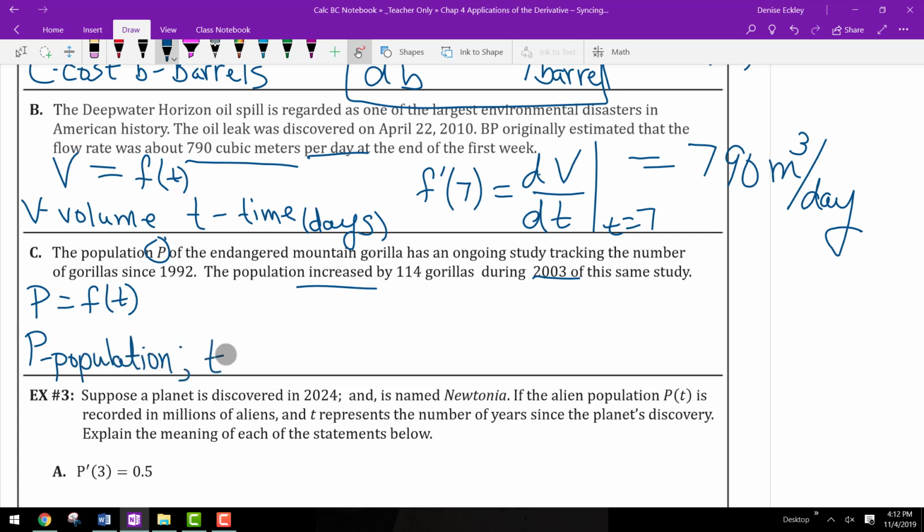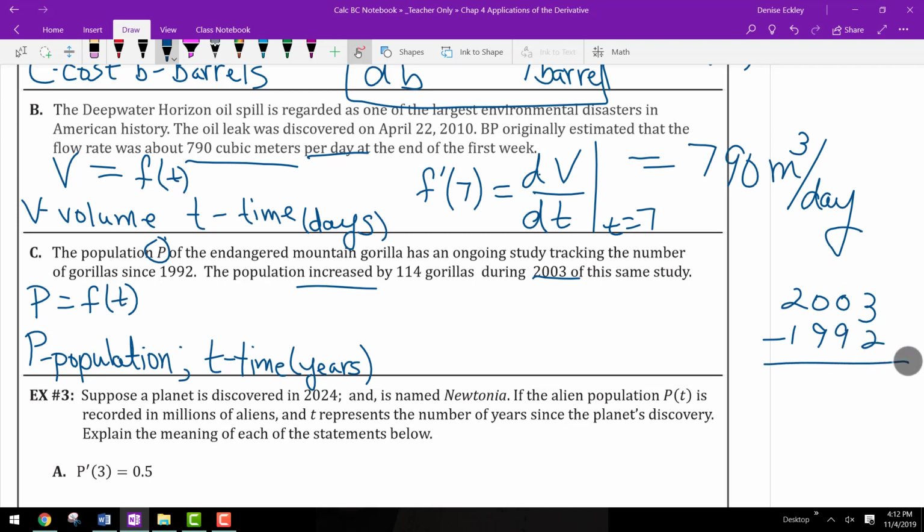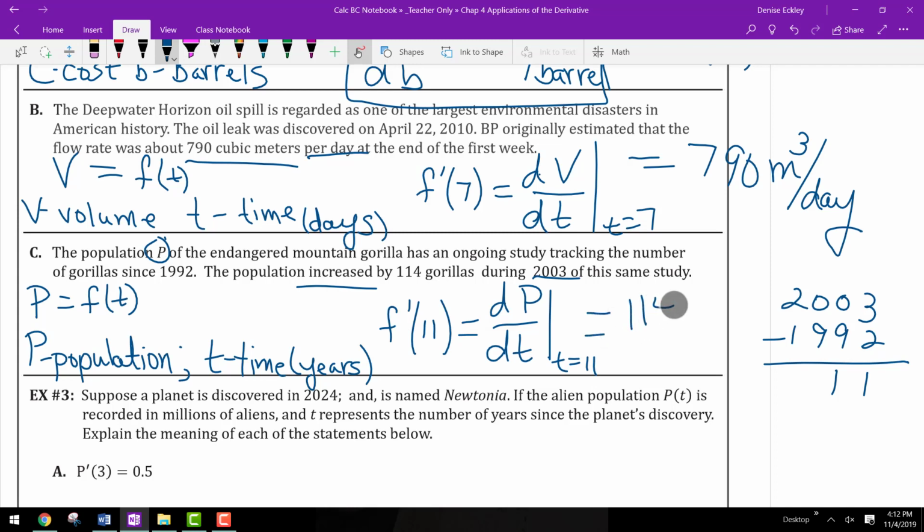And this time, T is going to be time in years, because we study the population year to year. So we have to figure out how many years have gone by. So we have 2003 minus 1992. That's going to be 11 years. Okay, so we're going to do F prime of 11 would be the same as saying dP dt at t equals 11, and that's going to equal 114 gorillas per year.